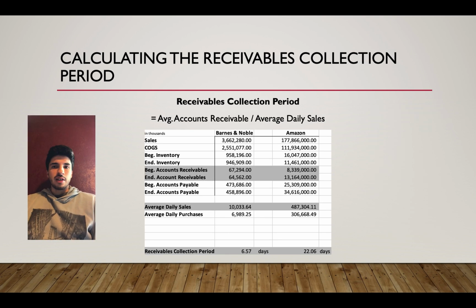Next, we calculate their receivables collection period. To do this, we take the average of their beginning and ending accounts receivables and divide that by their average daily sales. For Barnes & Noble, we get 7 days, and for Amazon, we get 23 days. This measures how long it takes customers to pay the company for their products.